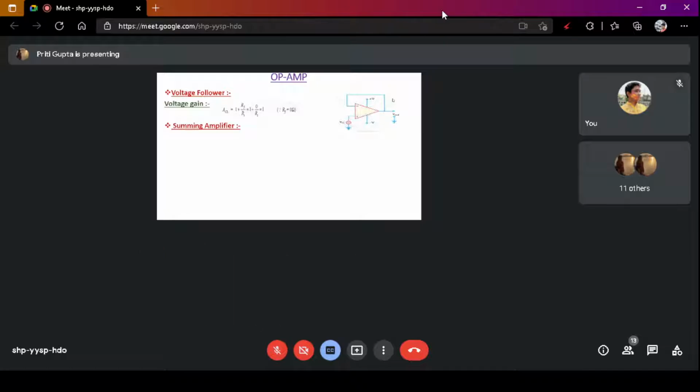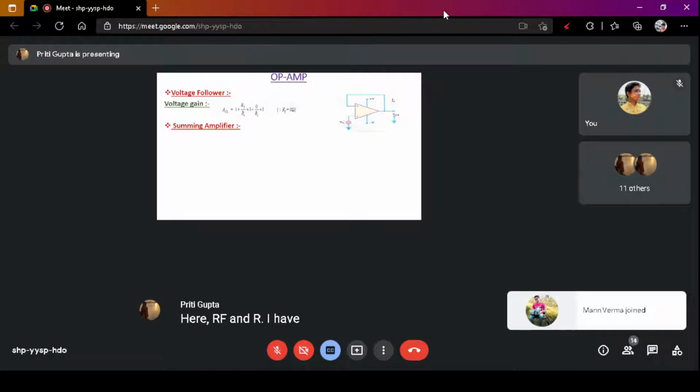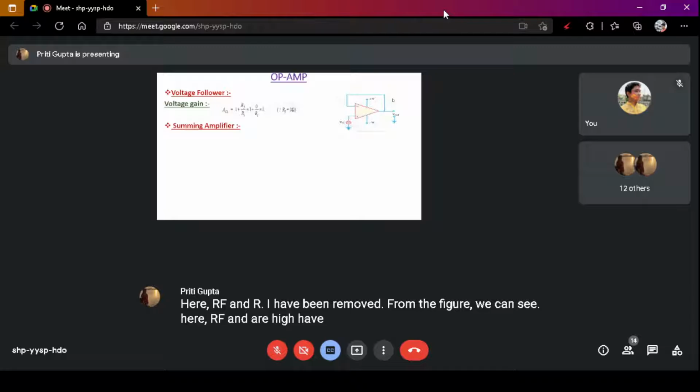Full stop and then write down. From the figure we can see here RF and RI have been removed.